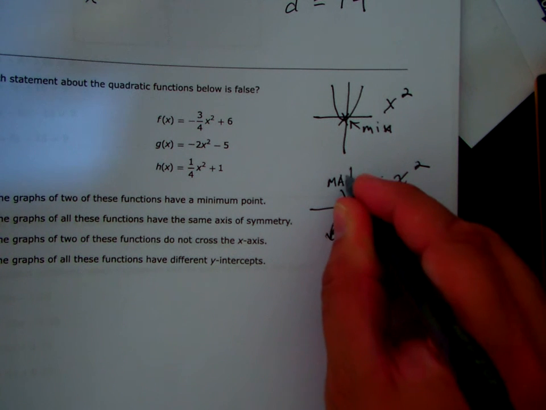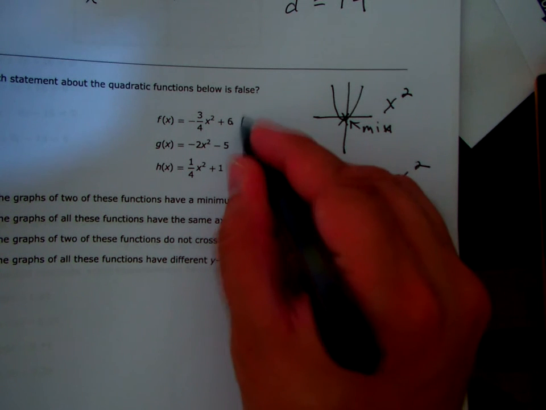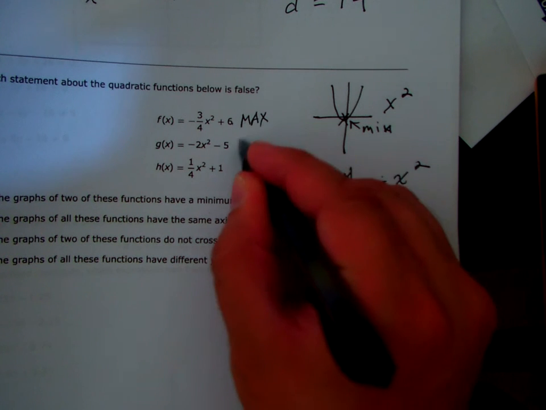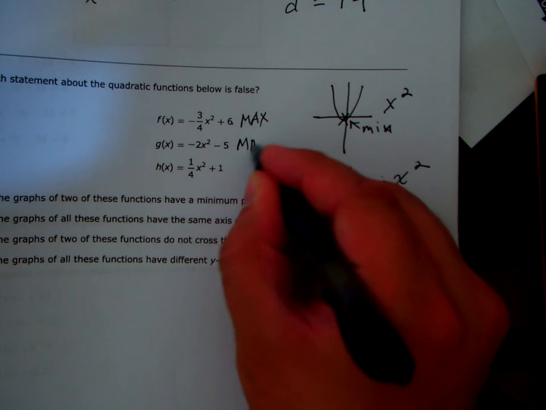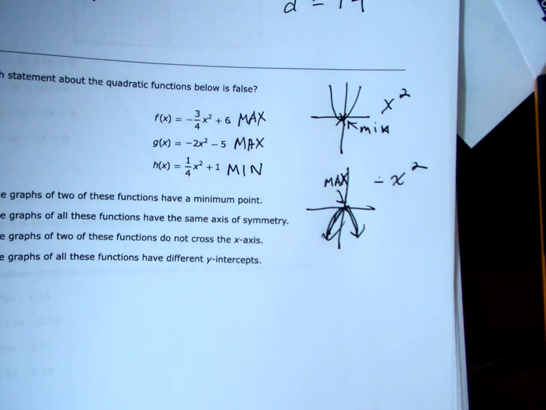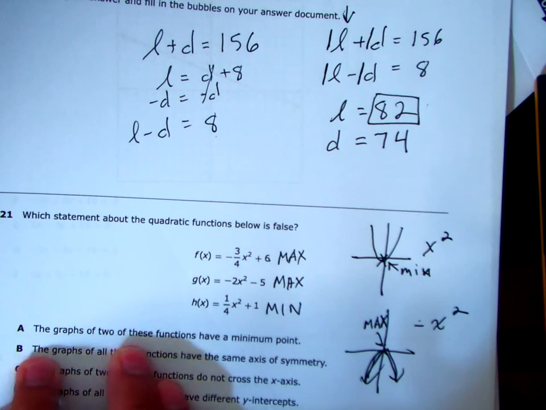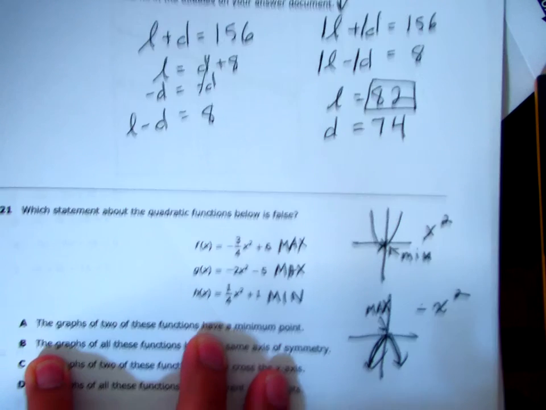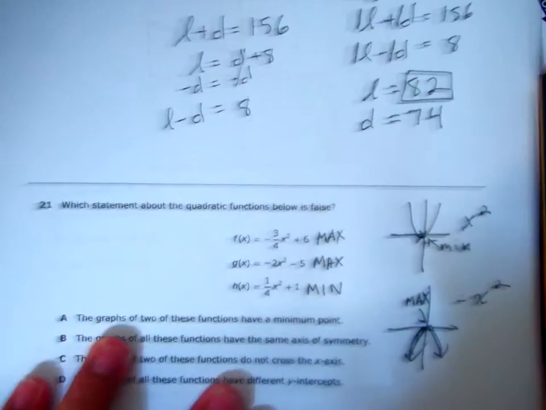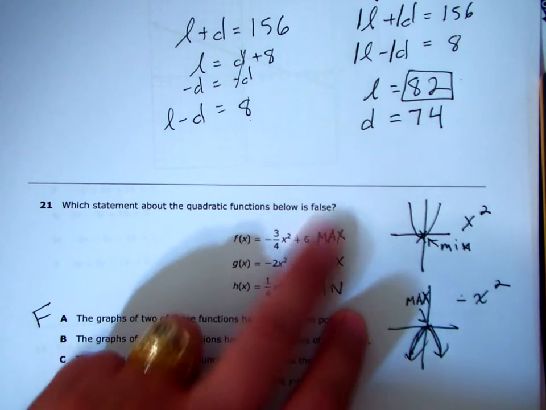That being said, this one and this one have a what? Max. This one has a what? Min. So it says the graphs of 2 of these functions have a min. Is that true? That's false. Because there's 2 of them that have max, not min.